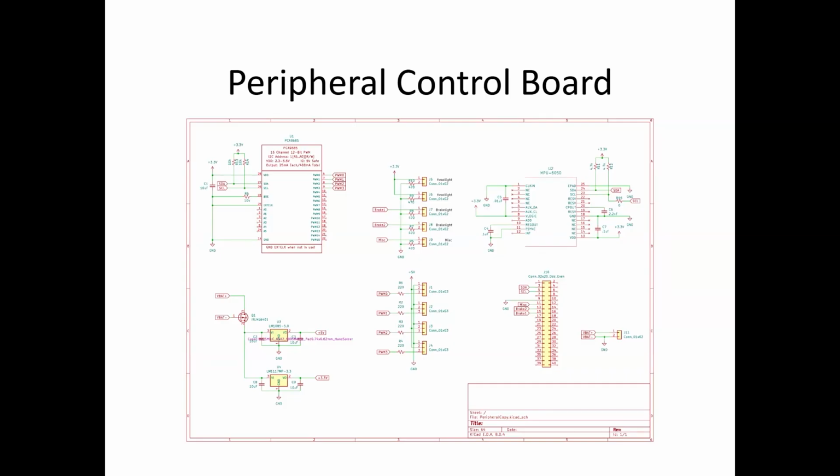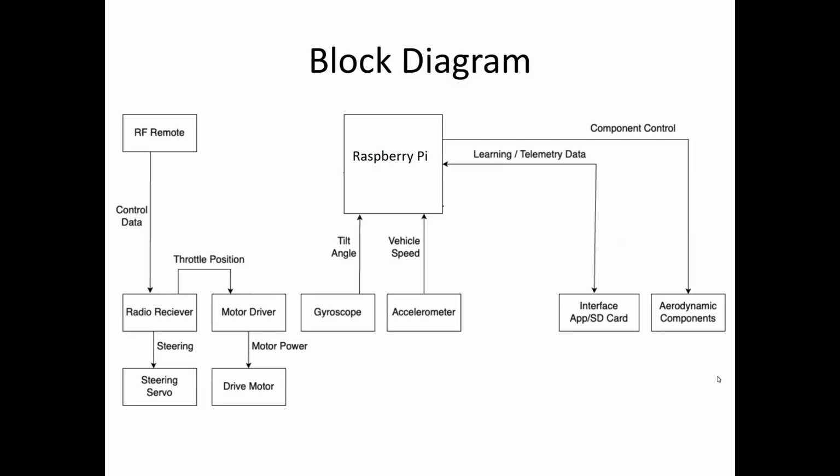The board also has reverse voltage protection, so that in the case the battery is connected in the reverse direction, nothing will blow up. And then we also have our main block diagram for how our system works. All of the drive components are handled by the RF receiver and the radio standard with the RC car to handle the motor driver and the motor and the steering servo, while the Raspberry Pi takes in data from the accelerometer and the gyroscope to get things such as vehicle forward speed and the tilt angle, which can then write telemetry data to our app interface or to the onboard SD card of the Pi, and then also writes the outputs to the aerodynamic components through the PCA 9685.